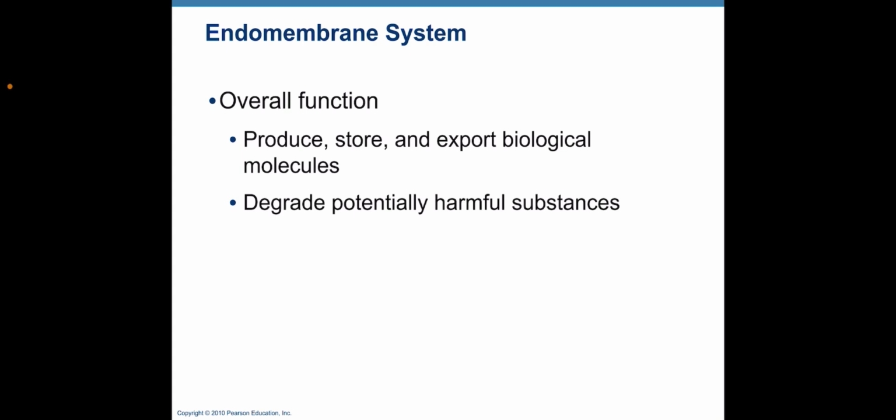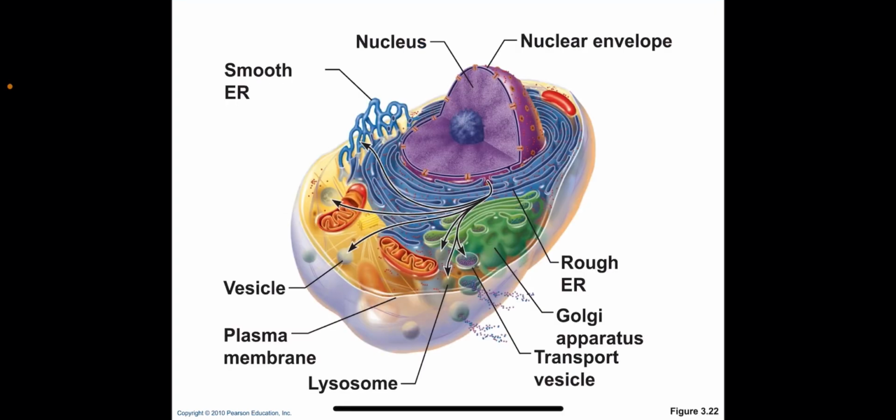Our endomembrane system, the overall function of this is to produce, store, and export biological molecules, and degrade potentially harmful substances. So all of the organelles that we have talked about are part of the endomembrane system. So we see the smooth ER, the nucleus, the nuclear envelope, vesicles, plasma membrane, lysosomes, rough ER, Golgi apparatus, and the transport vesicles. Those are all part of that endomembranous system.